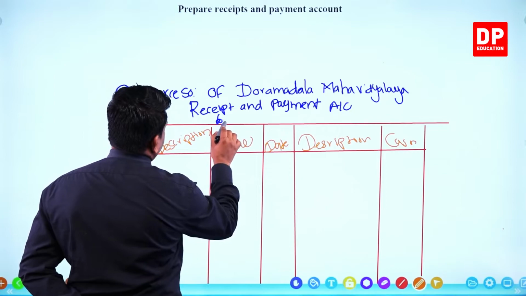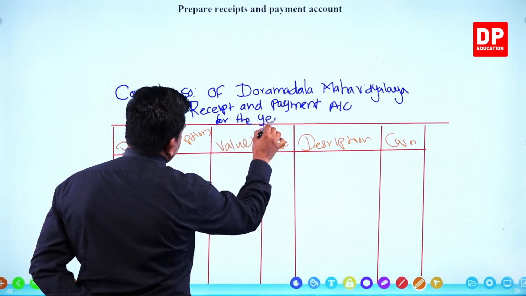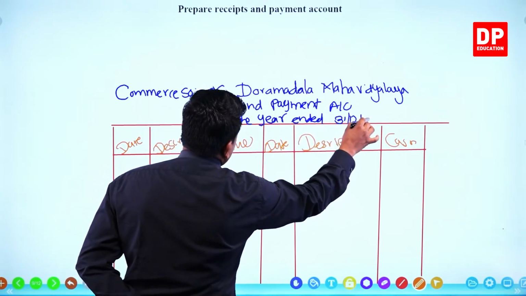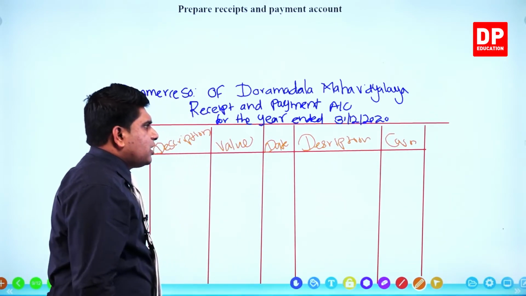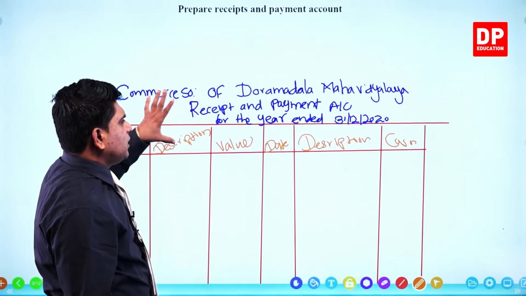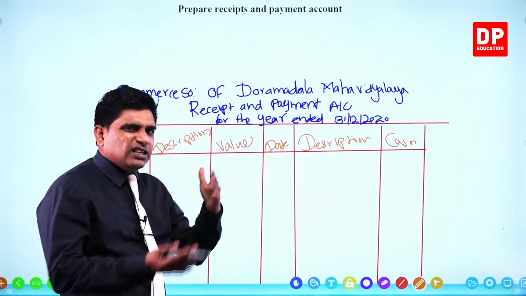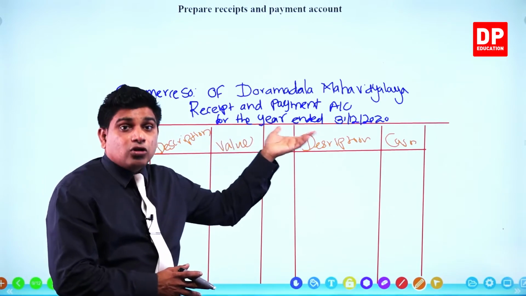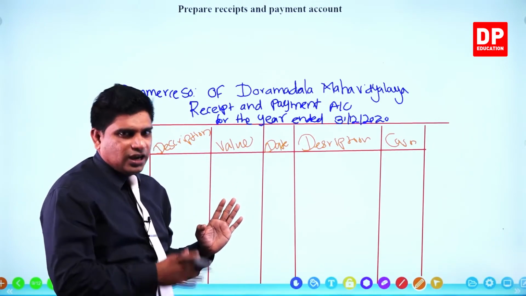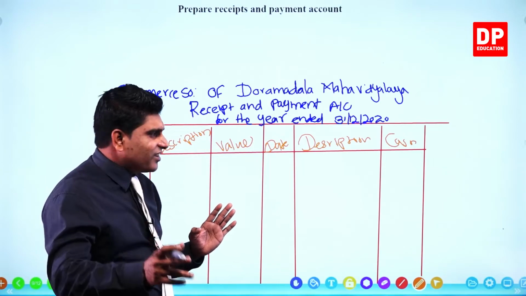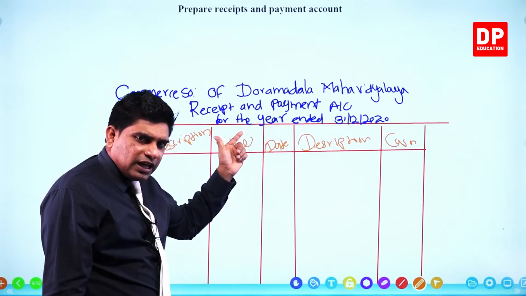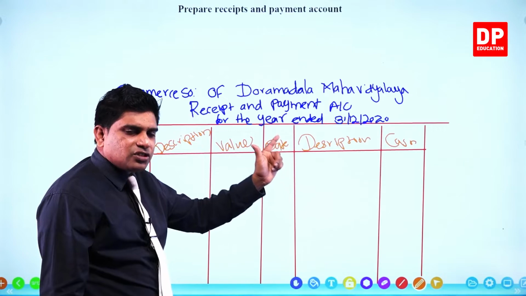For the year ended 31st December 2020. Remember this: Commerce Society of Doramadala Mahavidyalaya, Receipts and Payment Account for the year ended 31st December 2020. If not, you can write like this. Finally, the details are given. Receipts and Payment Account of Doramadala Mahavidyalaya Commerce Society for the year ended 31st December 2020. Same way. Understood? Yes, right.